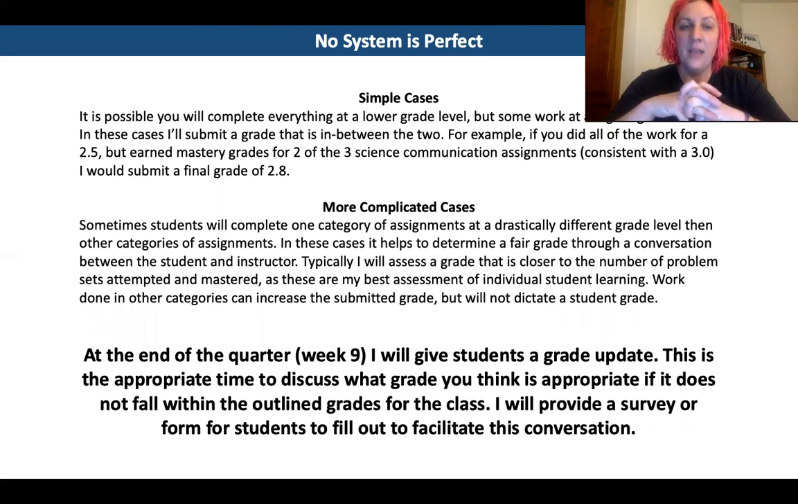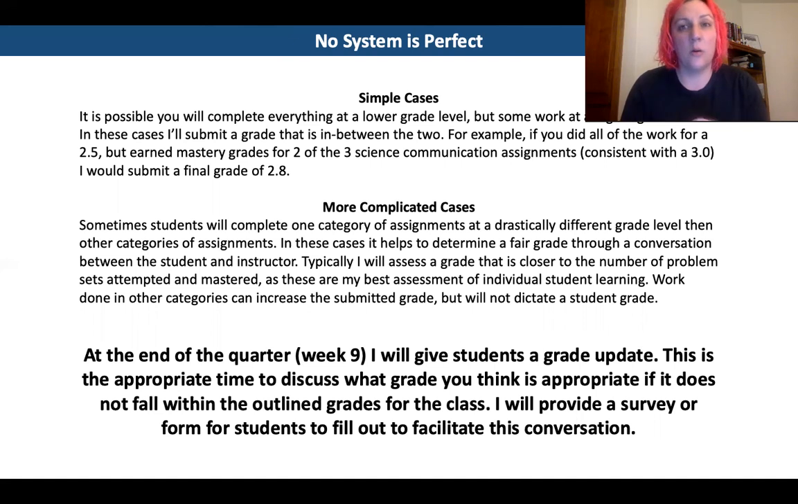I will try to update everyone about week 8 or 9 of the quarter with a grade update of my understanding of the grade. And this would be the time to discuss what a fair grade would look like for you if you're a more complicated case. I'll try to provide a survey, a form to facilitate that conversation if it needs to take place too, so it can just go out to everybody.